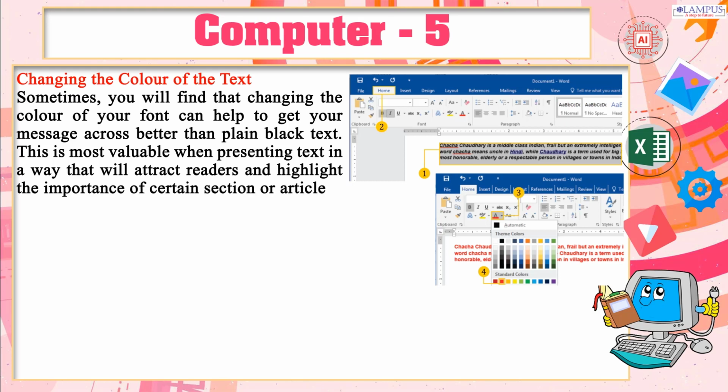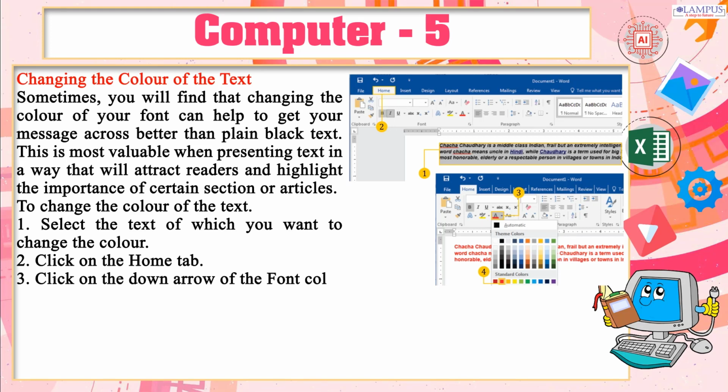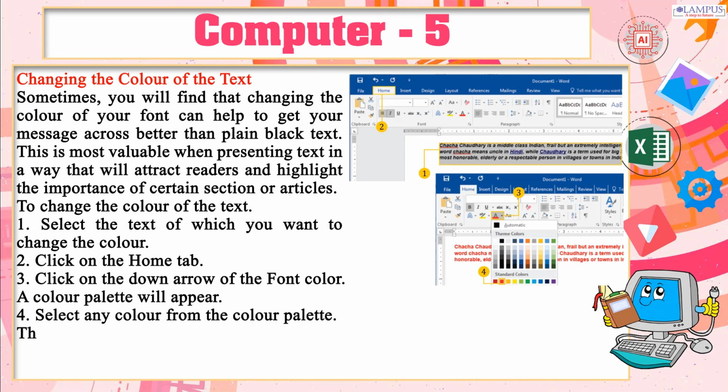To change the color of the text: 1. Select the text of which you want to change the color. 2. Click on the Home tab. 3. Click on the down arrow of the font color. A color palette will appear. 4. Select any color from the color palette. The color of the selected text will be changed.